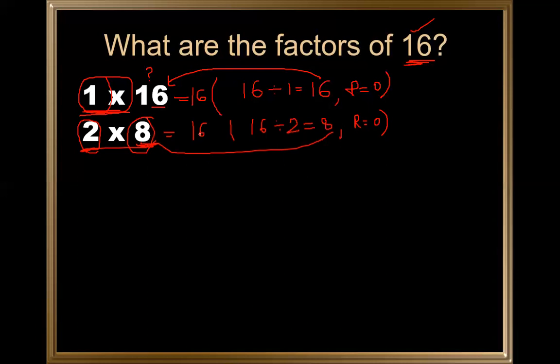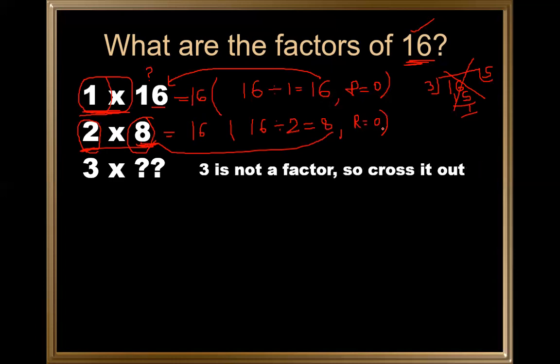Now I would like to check with the next counting number, 3. 3 multiplied by what number? When I tried to divide 16 by 3, I got 3 fives are 15, and it is not leaving a remainder 0. It is leaving the remainder 1. So I'm not going to go with 3. It means that 3 is not a factor. So cross it out. When it is leaving a remainder, it is not a factor of 16.